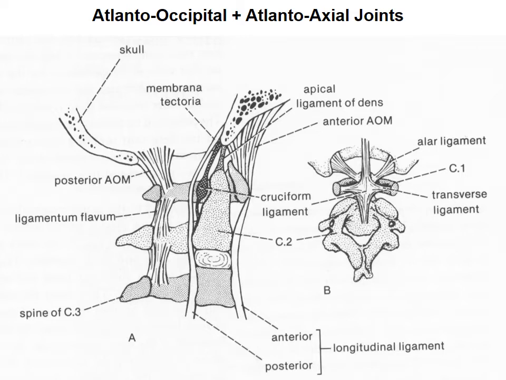This picture also shows the apical ligament, which we identified before, running from the tip of the dens up to the base of the skull to provide stability for the dens. And on the right-hand diagram, you can see those alar ligaments, which we described before, running from the dens obliquely up towards the occipital bone. And there again on the right-hand side.